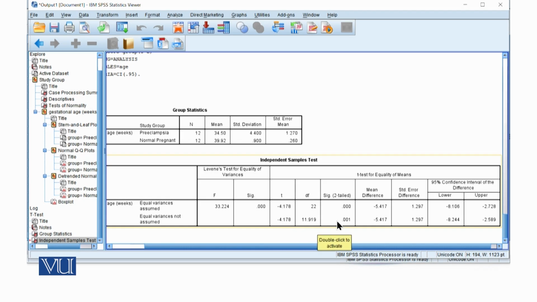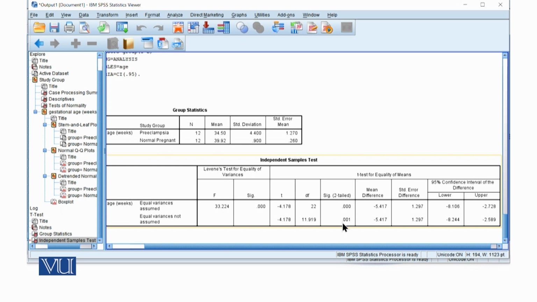Our decision rule states that we reject H0 if the p-value is less than or equal to alpha, which is 0.05. We can notice that the p-value for the two-group independent sample t-test with equal variances not assumed is 0.001. Since this value is less than 0.05, we reject the null hypothesis for the equality of the average gestational age of pre-eclampsia women in comparison with the average gestational age for normal pregnant women. So we conclude that the average gestational age in weeks for these two groups is not equal.